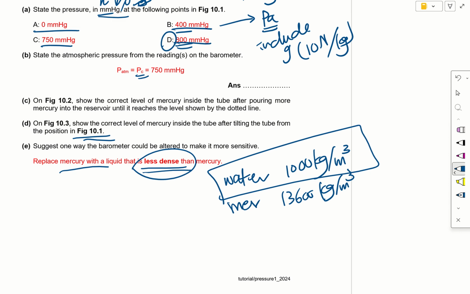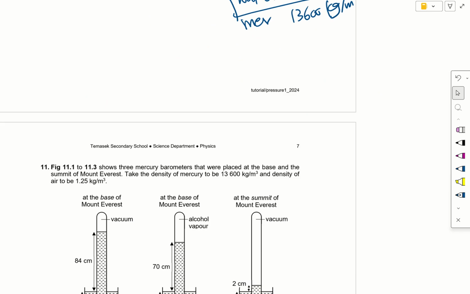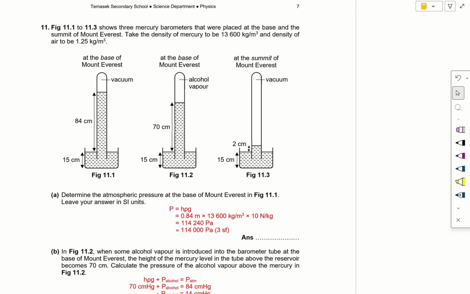If I were to replace mercury with water, and therefore have a longer length, I should be able to measure more sensitive changes, or more minute changes, in the atmospheric pressure. Okay, question 11. It shows 3 mercury barometers that are placed at the base and the summit of Mount Everest. Summit means the top. Take the density of mercury to be 13600 and density of air to be 1.25. Water, by the way, is 1000. So the water's density is about 1000 times greater than that of air.